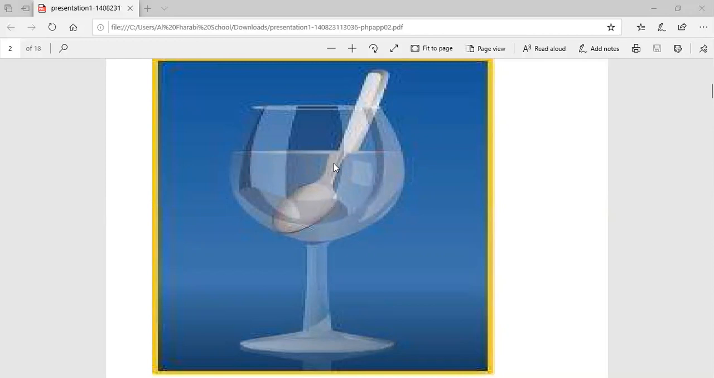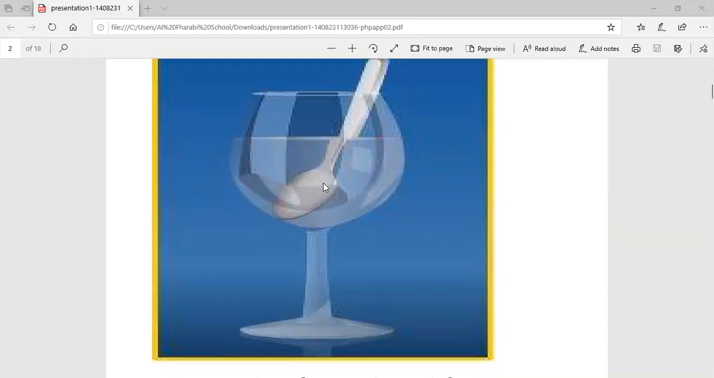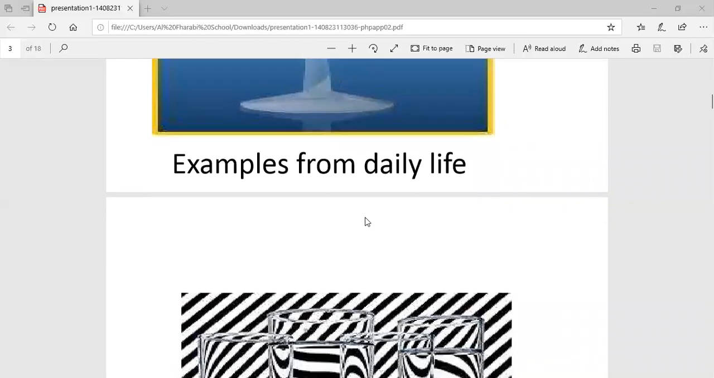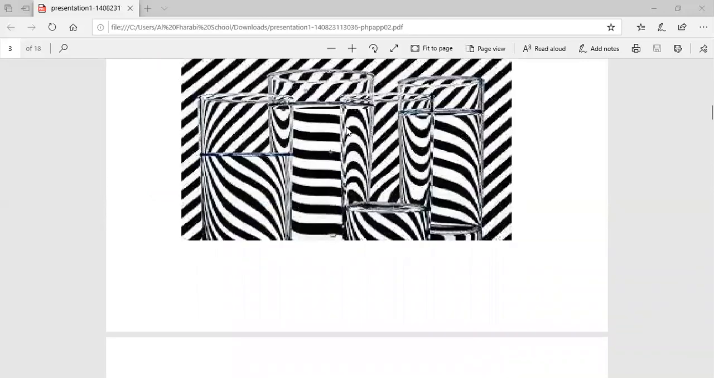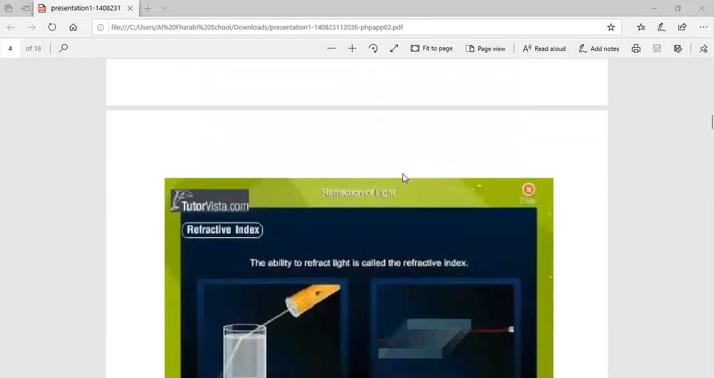But because the light is refracted when it moves from one medium to another, you can see that the spoon has changed its position. Now, this is an example from daily life. From here also the same. As you can see, the picture up and down are different, in air and in water.